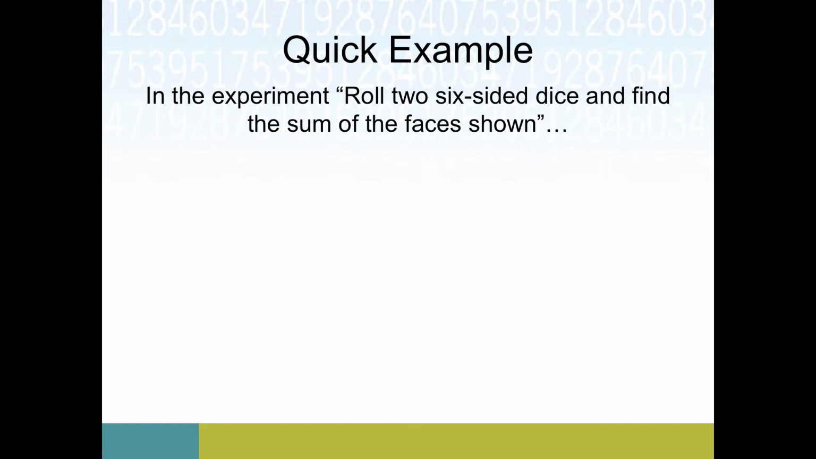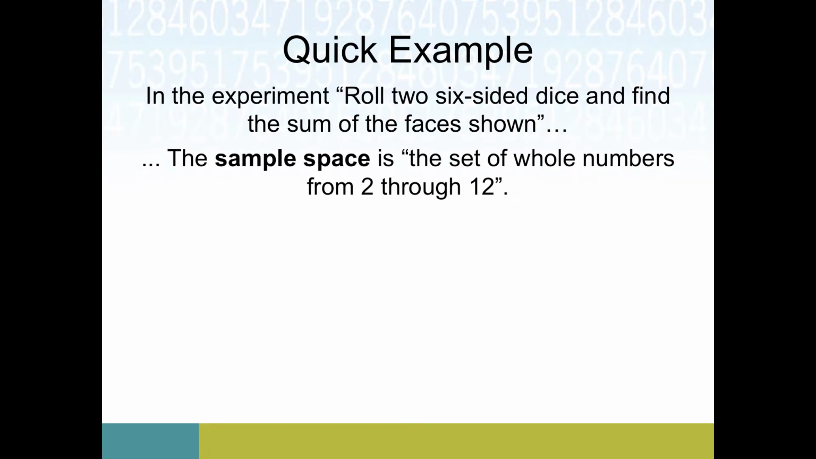But if we look at the case in which there's just a finite list of them, we'll consider our experiment to be the following. We'll roll two six-sided dice, so the numbers 1, 2, 3, 4, 5, 6 on each potential side, and then we'll add the faces, the two numbers on the faces shown. So we could roll a 2 and a 3, we'd add those together and get a 5, for instance. So to explore our definitions, the sample space would be whole numbers from 2 through 12.